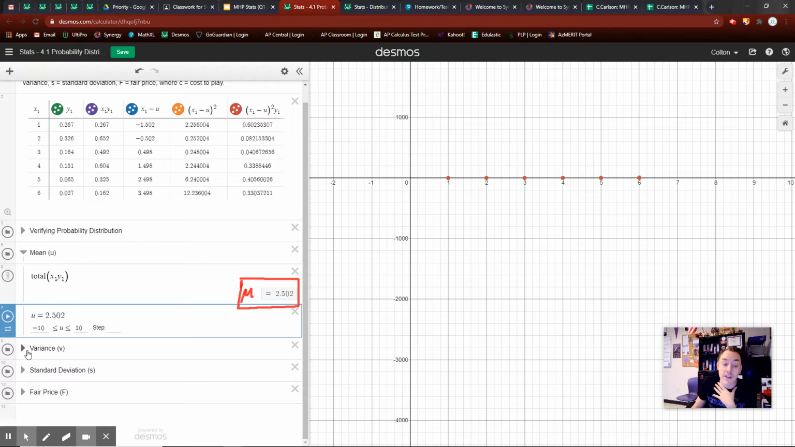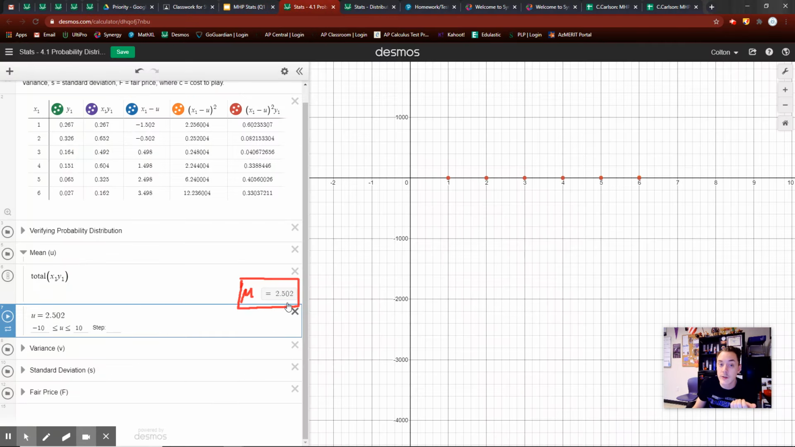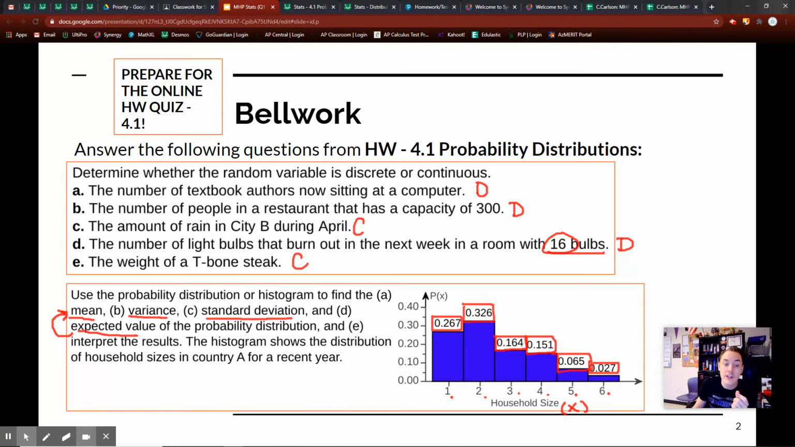So now my variance will be updated. My standard deviation will be updated. And then, of course, my expected value is this. So my A, what's my A? It is 2.502. Okay, that's my A value. That's my mean right here. Write it down. That's your first answer. Mean A value.